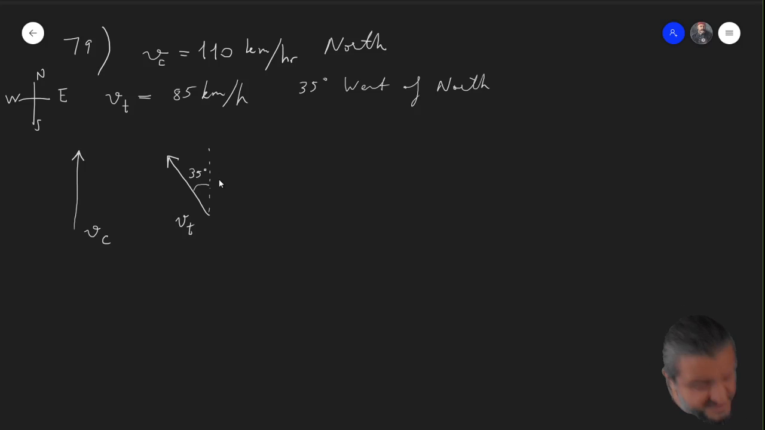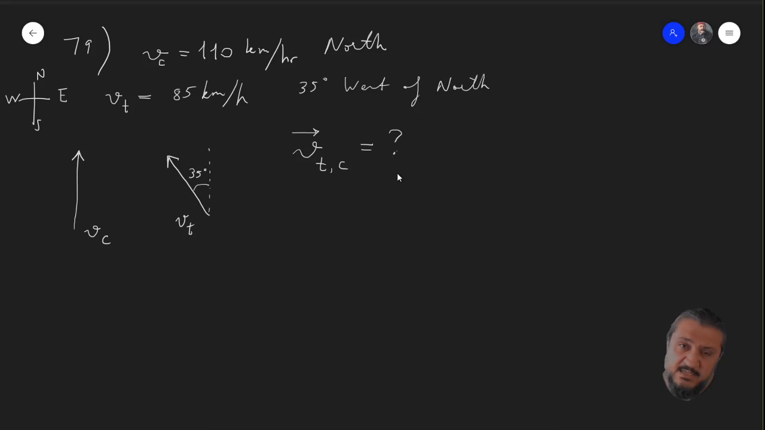What's the question? The question is, what is the velocity of the truck relative to the car? A little bit of notation here: the velocity of the truck, VT, with respect to the car. I'm going to use a comma. And I want both magnitude and direction, so I'm going to put an arrow here. I want to find this as a vector.